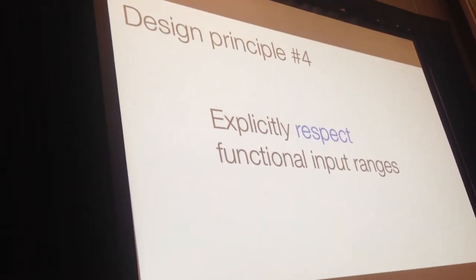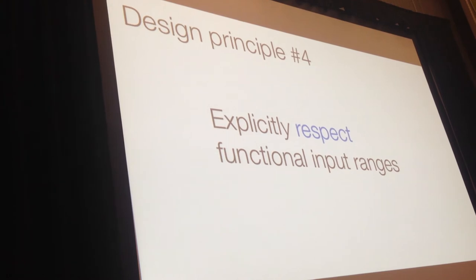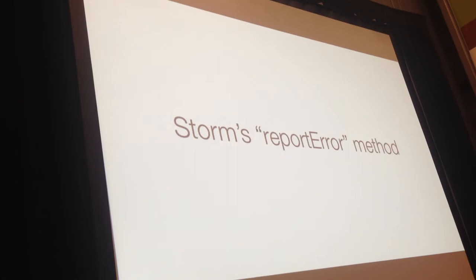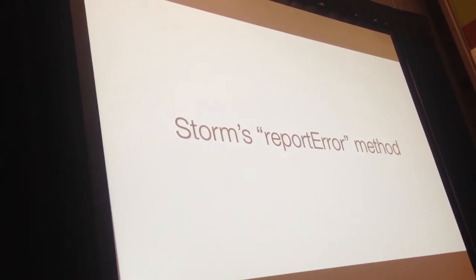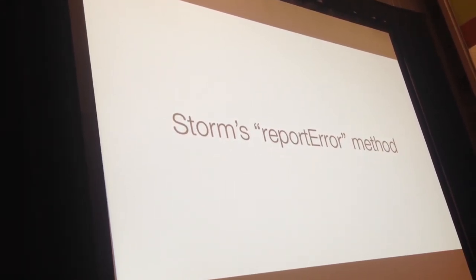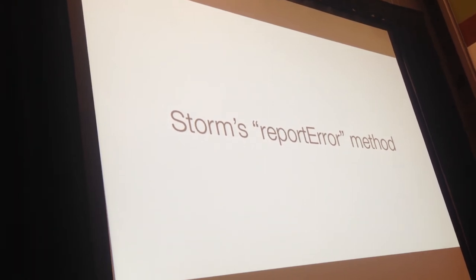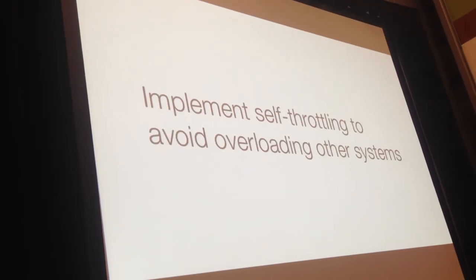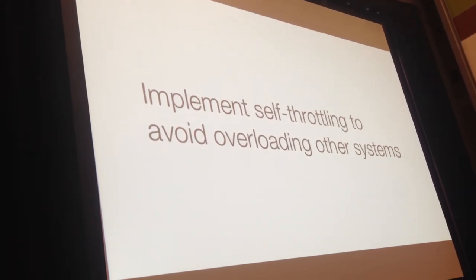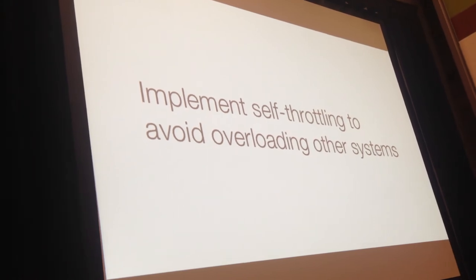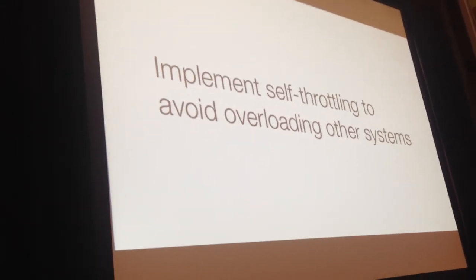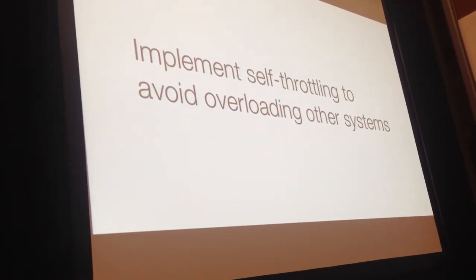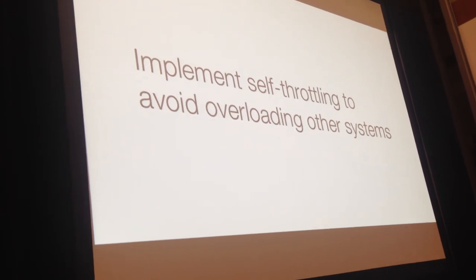The next design principle I want to talk about is explicitly respecting the functional input ranges of your components. So let's come back to that report error method that I talked about. The problem with this method is that you could easily confuse it by calling it too often, which would cause Zookeeper to be overloaded, and this would then bring down the cluster. The way we solve the problem is we have the method throttle itself to avoid overloading Zookeeper. Any errors reported over the throttle rate would be logged locally, but not written to Zookeeper. This causes report error to work for a greater portion of the input space. It now no longer fails when it's called too often.